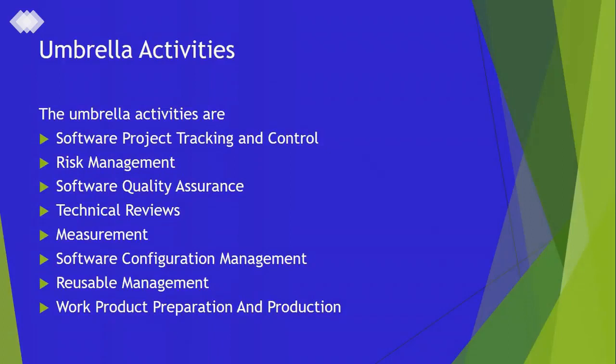Now come to the reusable management. Reusable management defines criteria for work product reuse. Reusability management also establishes mechanisms to achieve reusable components. And the last umbrella activity is the work product preparation and production. Work product preparation and production encompasses the activities required to create work products. The work products may be models, documents, logs, forms and lists, etc.